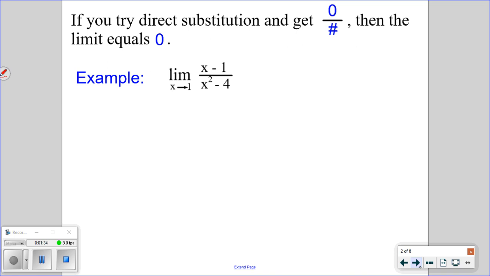All right, here's an example. We have the limit as x approaches 1 of x minus 1 over x squared minus 4. So again, we're just going to plug in 1 for x. 1 minus 1 is 0. 1 squared is 1. 1 minus 4 is -3. So we get 0 divided by -3, which equals 0. That is the answer to the limit. Honestly, that example is not much different than the previous example. We really just had to use direct substitution to get our answer.